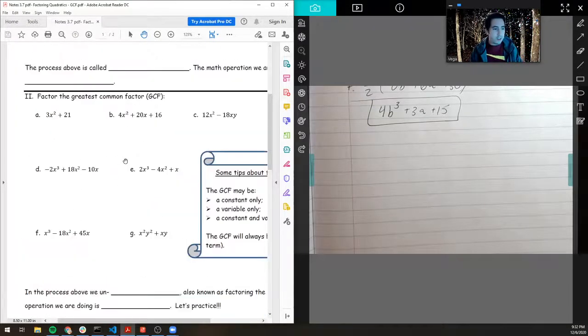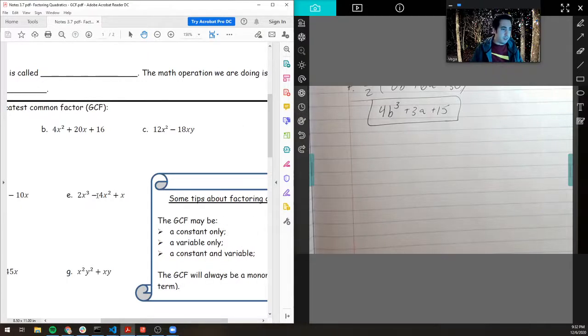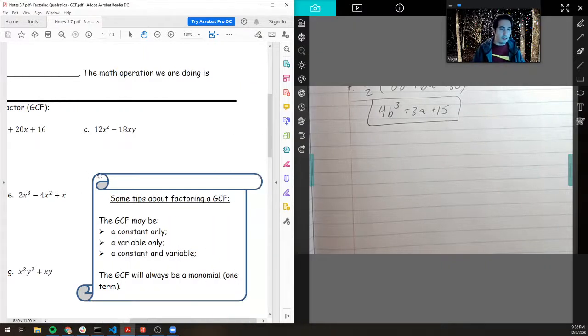So we're going to look at how to break things down. I'll start with B. We're trying to find the greatest common factor, which is again breaking things up and finding the biggest value that's in common to all our terms. Some tips about factoring a GCF: the GCF could be a constant only, it could be a variable, it could be both a constant and a variable, it just depends.